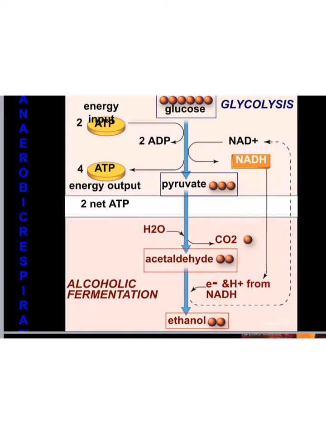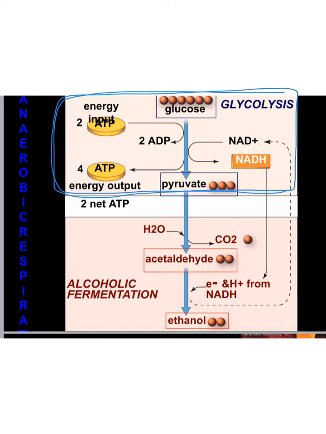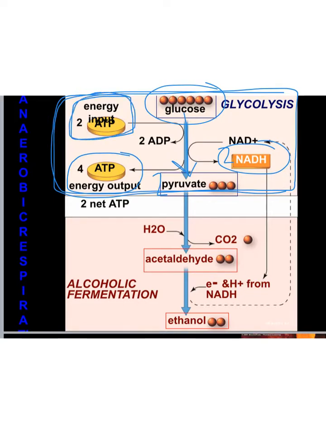So what happens here is we carry out glycolysis just like we do in aerobic respiration. So this is glycolysis just like we've been talking about. We start with glucose. We're going to break it down into 2 molecules of pyruvate. Along the way, we're going to make 2 molecules of NADH. We're going to make 4 molecules of ATP, but remember we had to put 2 in. That's our input, so we had to input 2 molecules of ATP to get this thing started. We made 4, so we net 2.